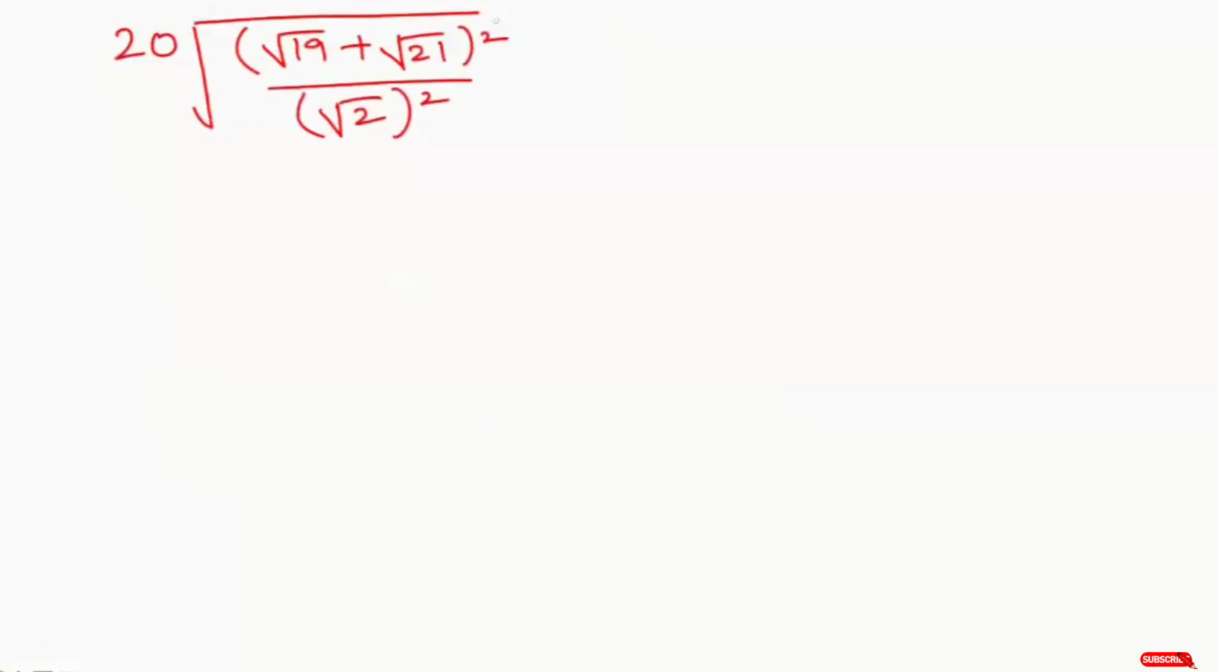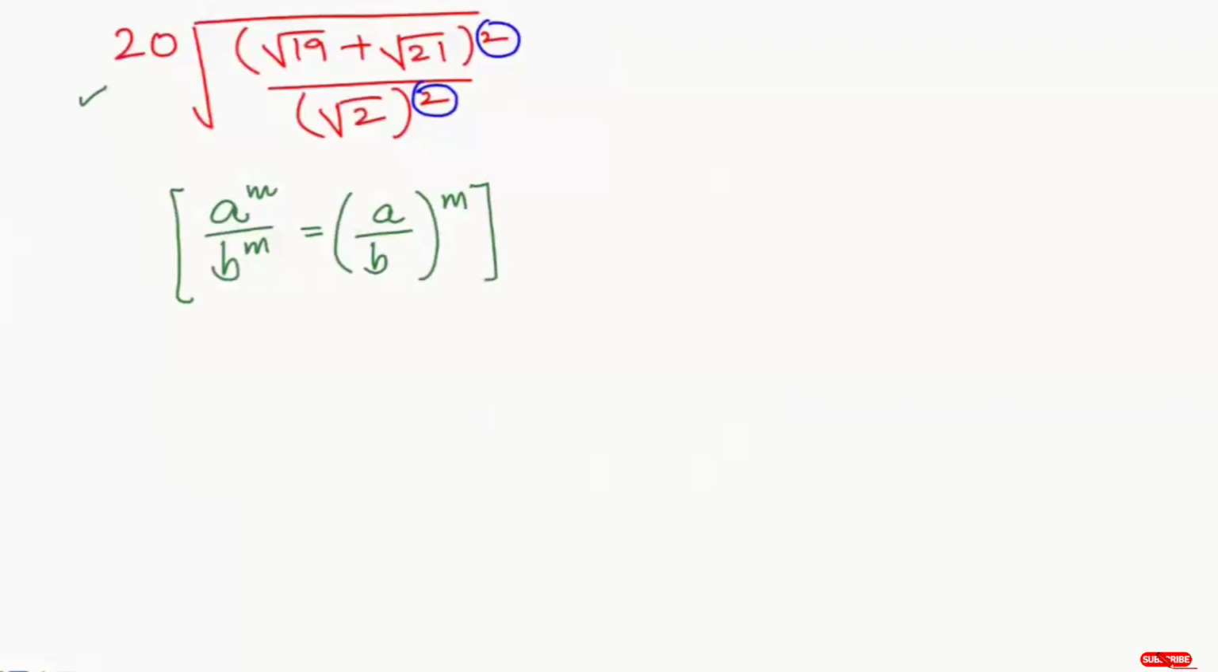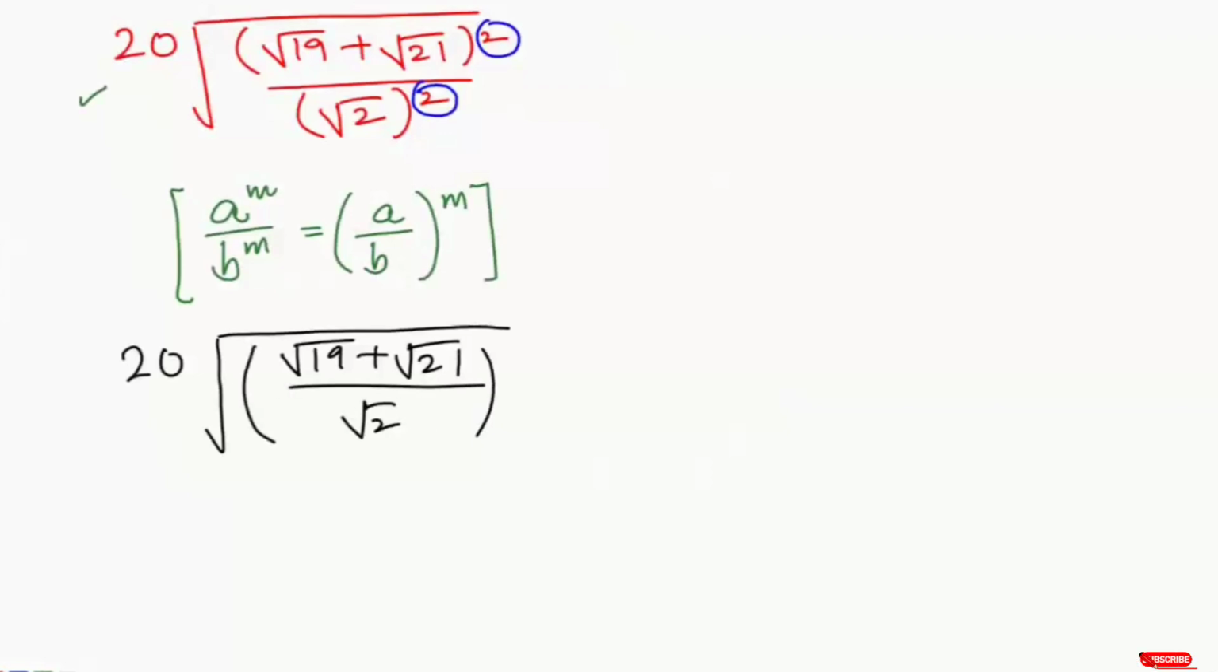Now we have the same power on the numerator and denominator. So here I'm going to apply the exponential rule, that is a to the power of m over b to the power of m can be written as a over b and whole to the power of m. So this will turn to 20 times root of 19 plus root of 21 over root of 2 and whole to the power of 2. Here this square and this root are going to cancel out. So the next expression we'll get is 20 times root of 19 plus root of 21 over root of 2.